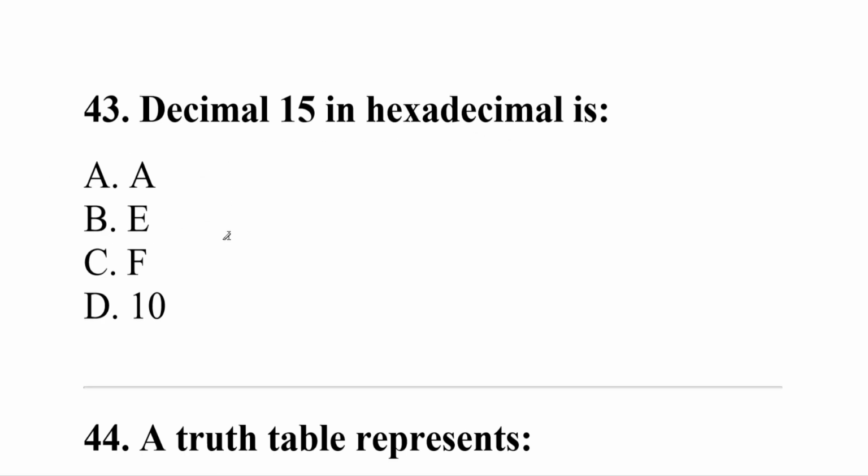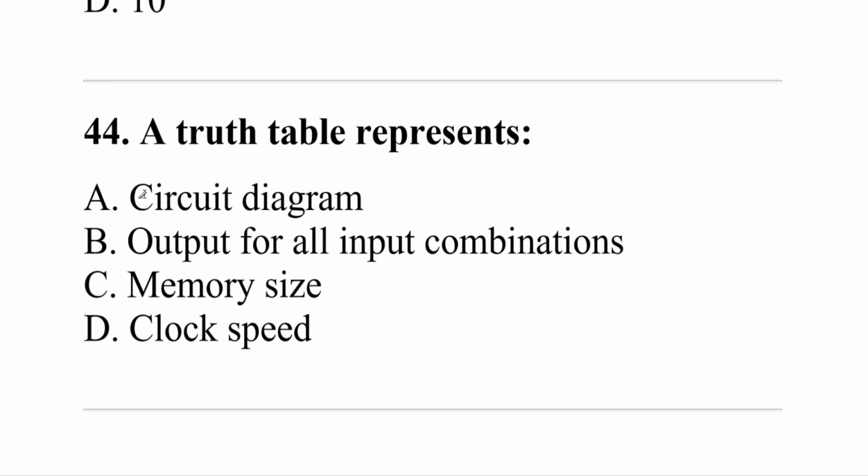Moving ahead to question number 43. Decimal 15 in hexadecimal is option A E, B E, C F, D 10, and the correct answer is option number C, that is F. Hexadecimal digit F represents decimal 15.